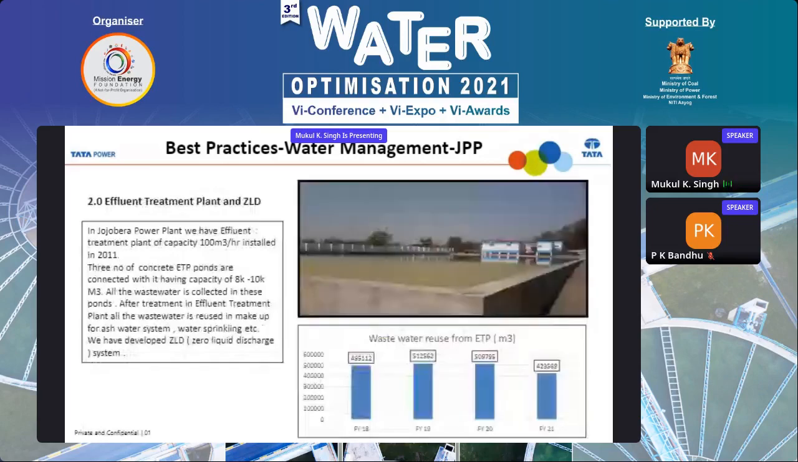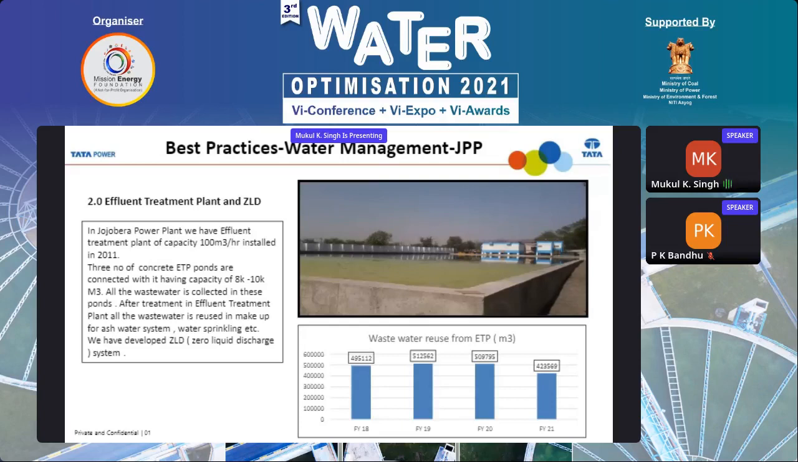Another is the effluent treatment plant. We installed an effluent treatment plant in 2011, with a capacity of almost 100 cubic meter per hour. There also we have three concrete ponds of 8,000 to 10,000 cubic meter capacity. All the wastewater of the plant is collected in these ponds, and after effluent treatment, all the wastewater is reused for different usage like makeup in the ash water system, water sprinkling, etc. We developed ZLD in 2011 and declared our plant as ZLD. We are not discharging a single drop of water to outside drains.